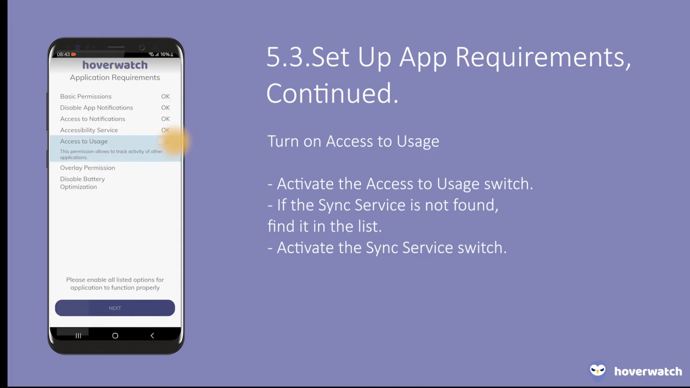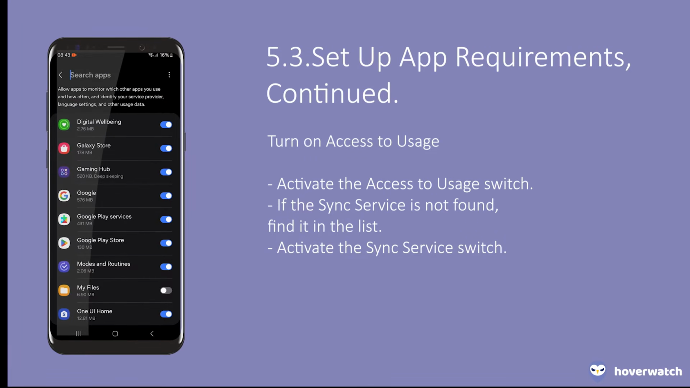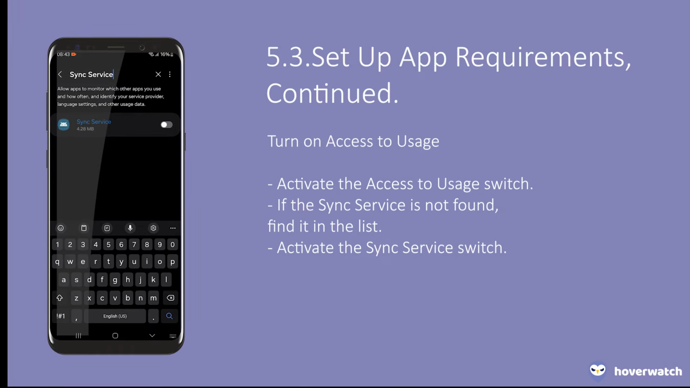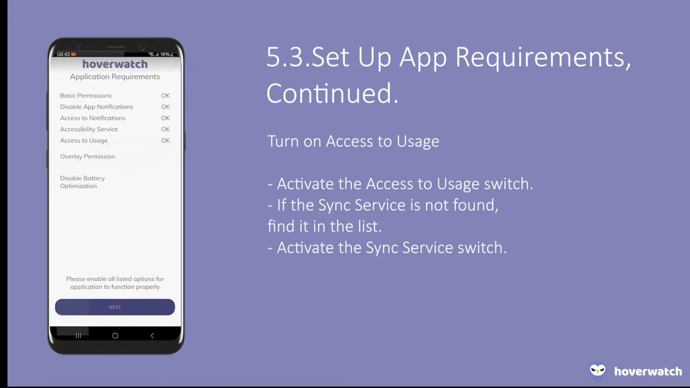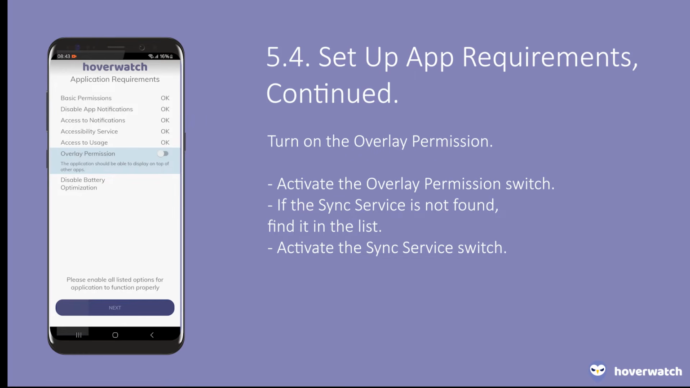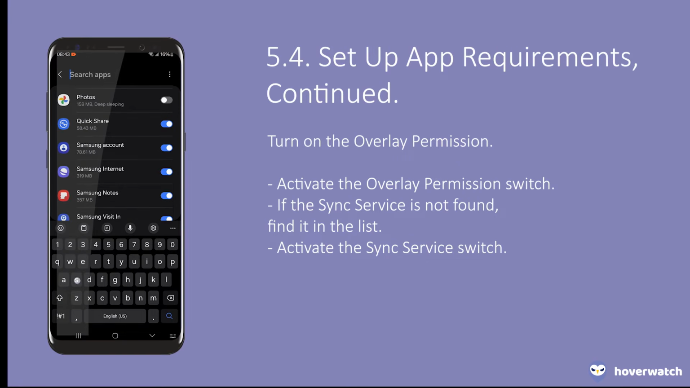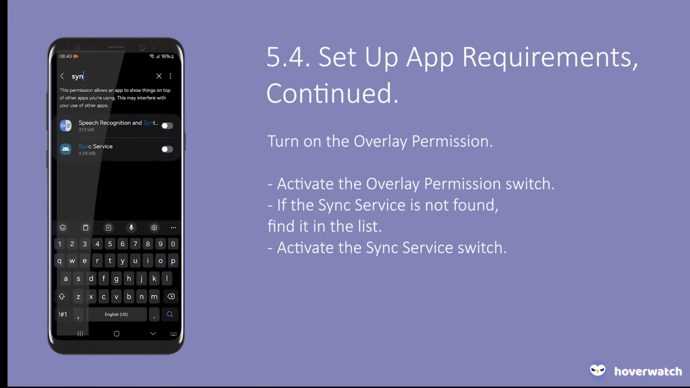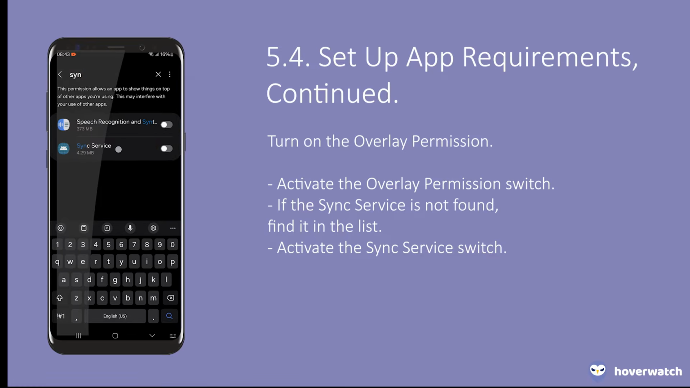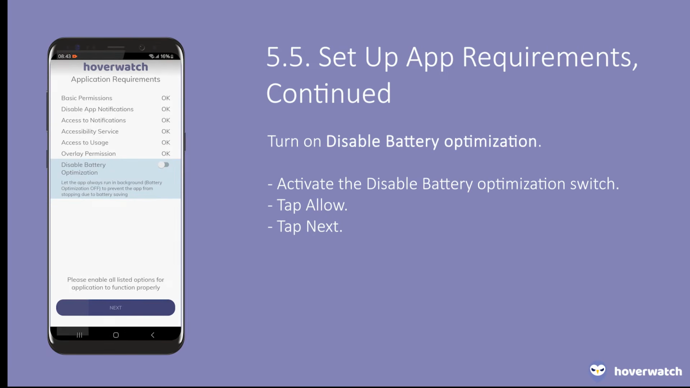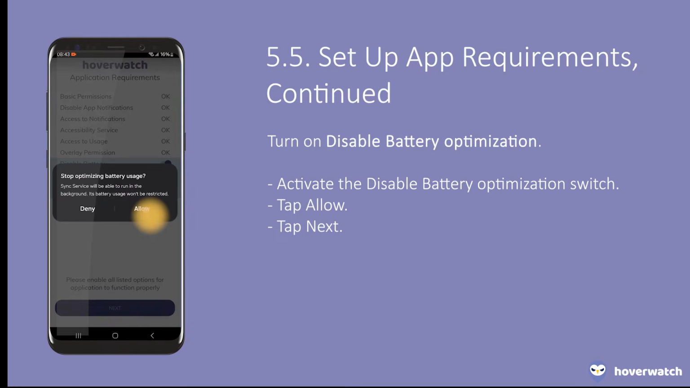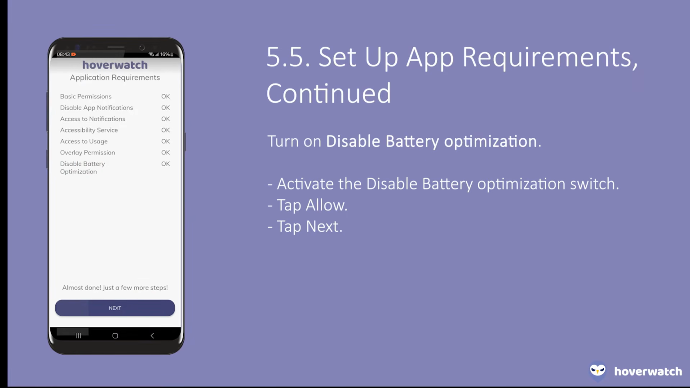Activate the Access to Usage switch. If the service Sync Service is not found, search for Sync Service in the list. Activate the Sync Service switch. Next, to turn on Overlay Permission. Activate the Overlay Permission switch. If the Sync Service is not found, find it in the list. Activate the Sync Service switch. Now activate the Disable Battery Optimization switch. Tap Allow. Tap Next.